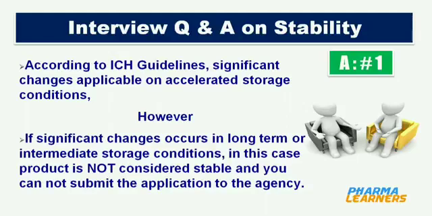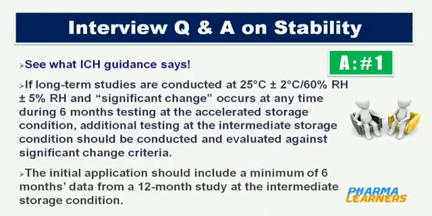Let's see what ICH guidance says. If long-term studies are conducted at 25 degrees Celsius plus or minus 2 degrees Celsius and 60% plus or minus 5% relative humidity, and significant change occurs at any time during 6 months testing at the accelerated storage conditions, additional testing at the intermediate storage condition should be conducted and evaluated against significant change criteria. The initial application should include a minimum of 6 months data from a 12-month study at the intermediate storage condition. This is about the applicability of significant changes.